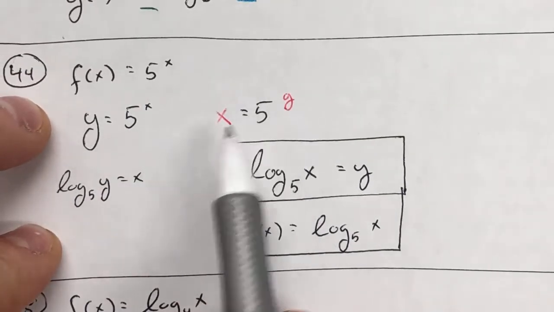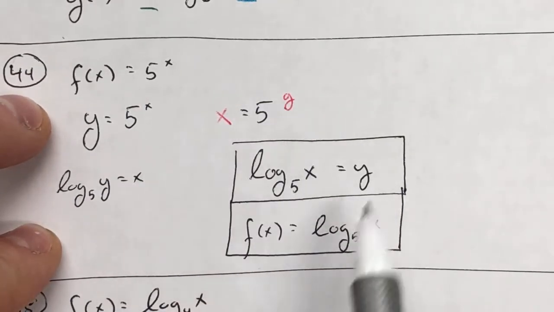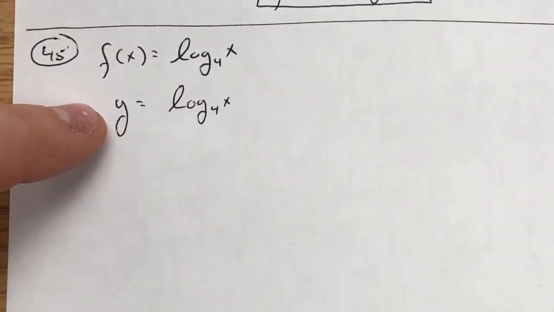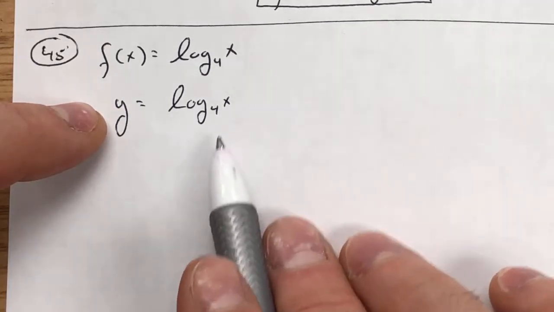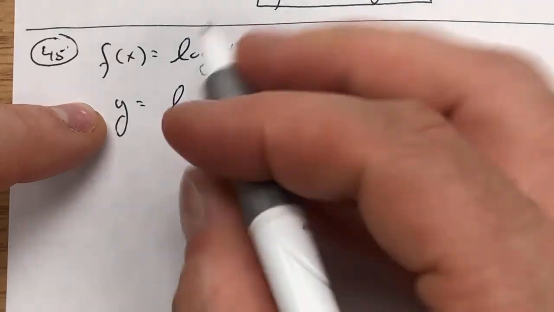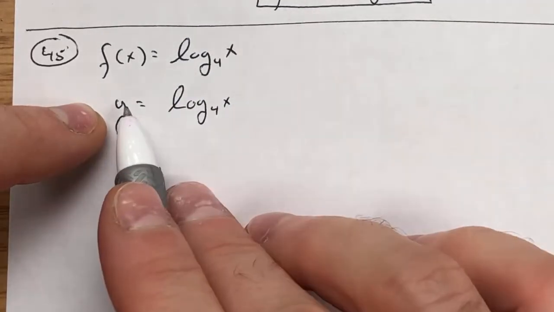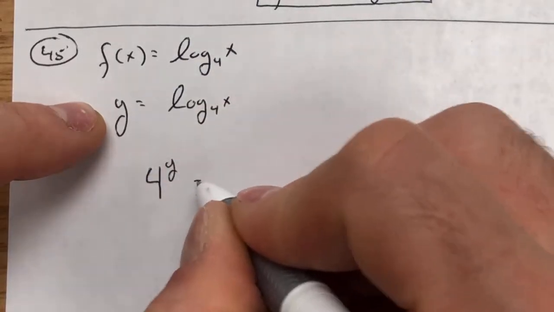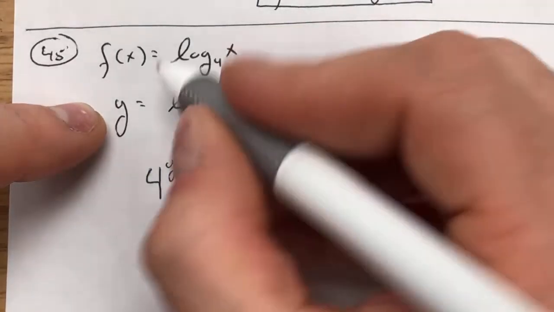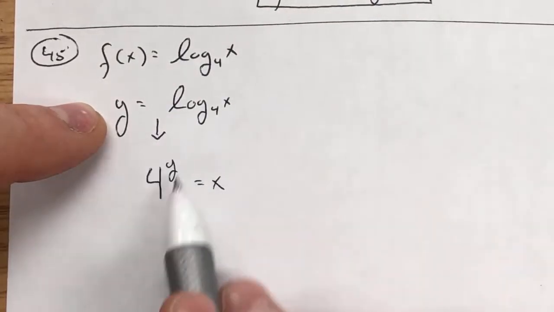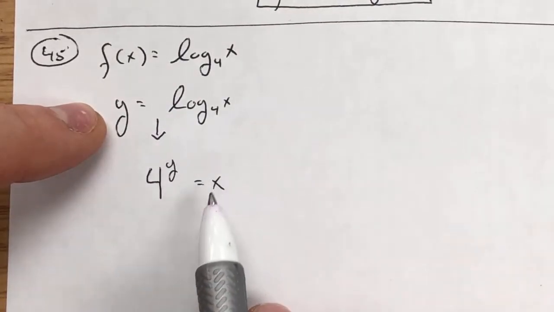Or if you like swapping the variables initially and then resolving for that, you'll get to the same value no matter which way you do it. So I'm going to rewrite this in exponential form, which means that I drop the base. If I have log base 4, that is the base of my power. So 4 raised to the power of y is equal to x. So now this function is rewritten. This is the same orientation, the same function, written in exponential form.